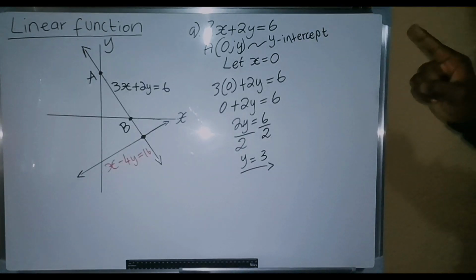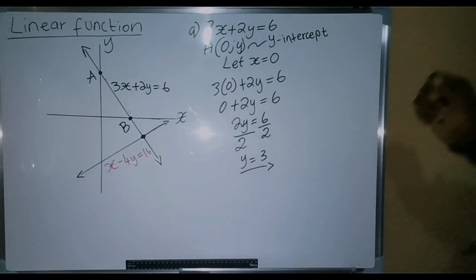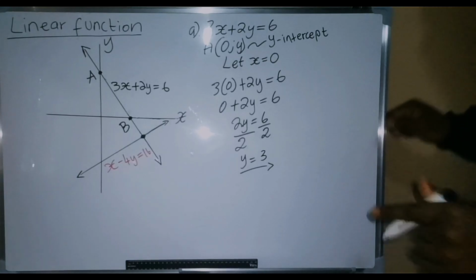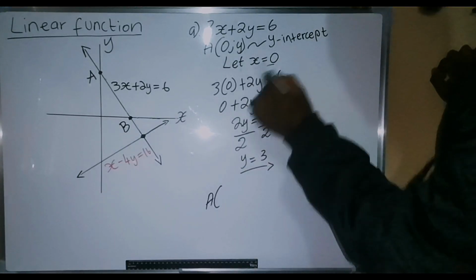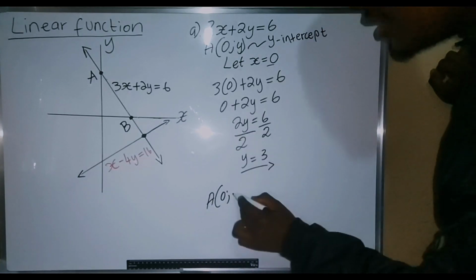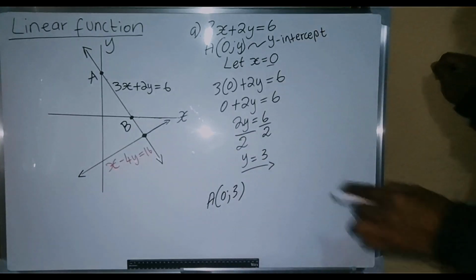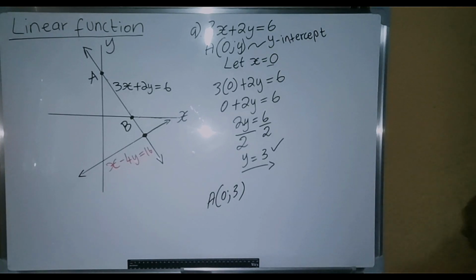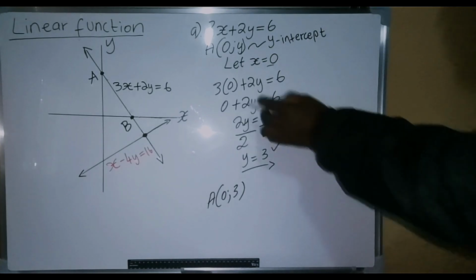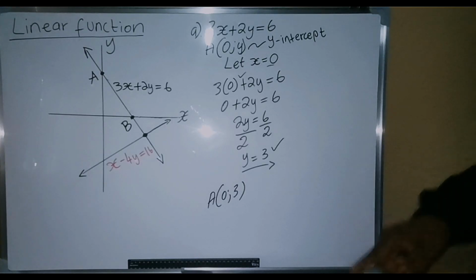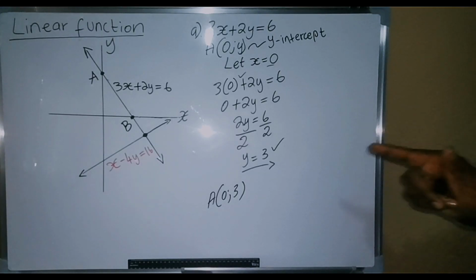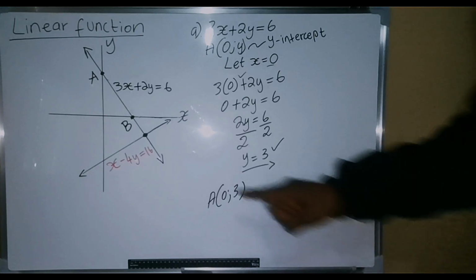What are the coordinates of point A? The coordinates of point A are x is 0 and y is positive 3. Now, what about the coordinates of point B?